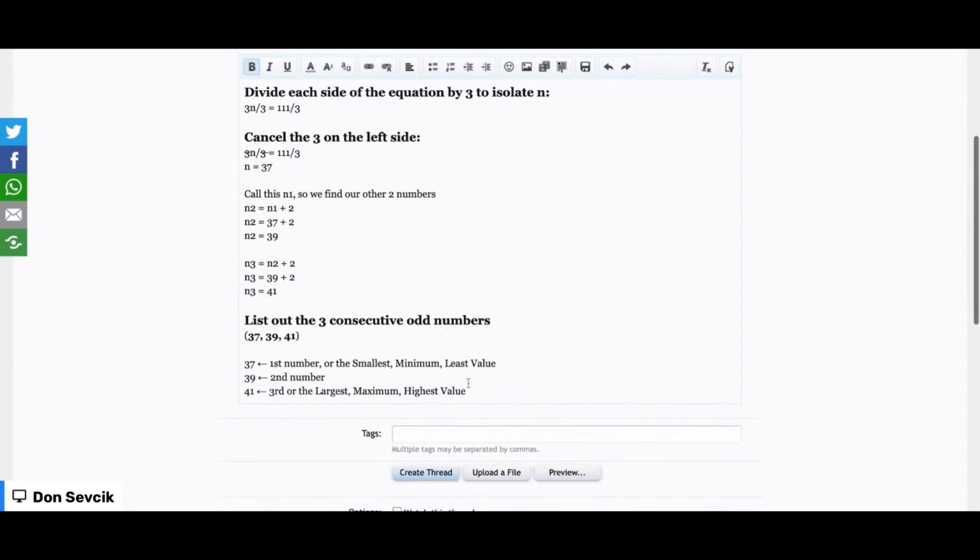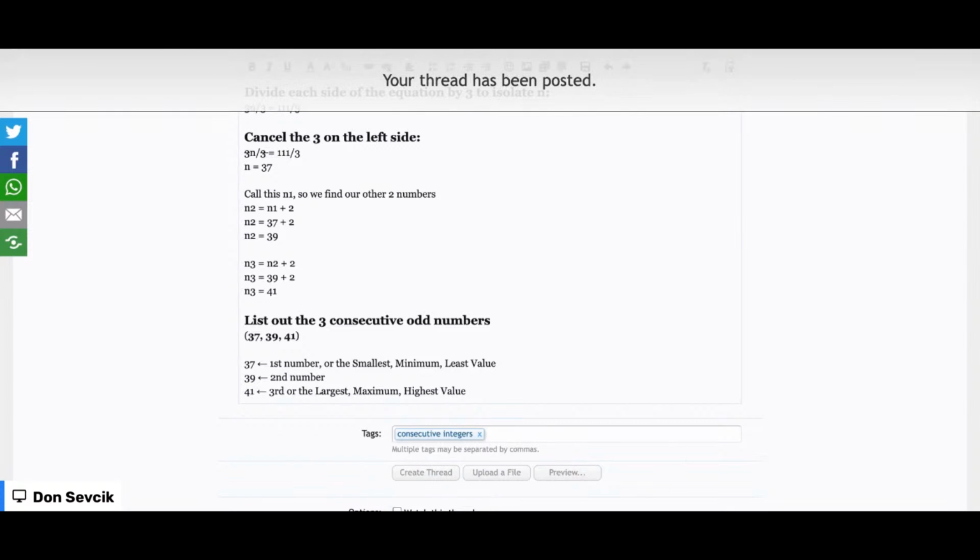And I have this little grid here because sometimes your problem will throw in a trick and say, what is the largest or the second or the minimum? This is how you know what's what. We had consecutive, and that one's done.